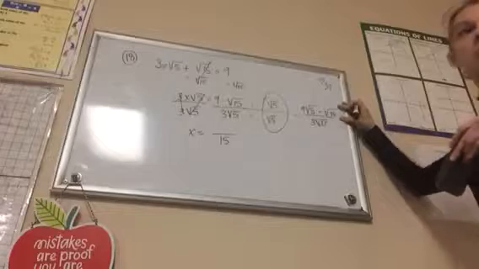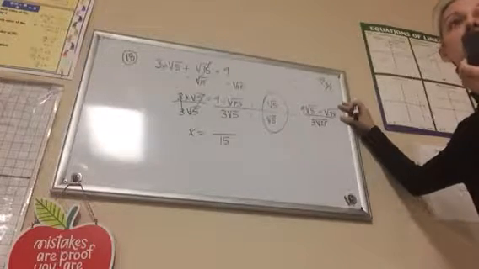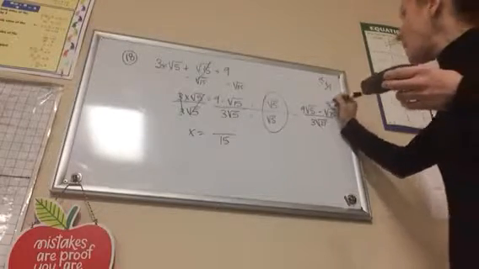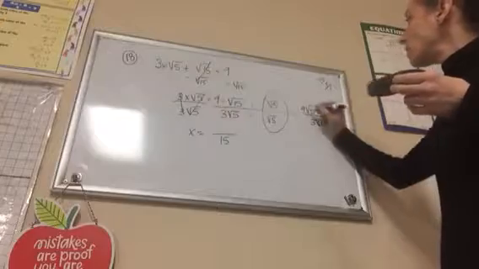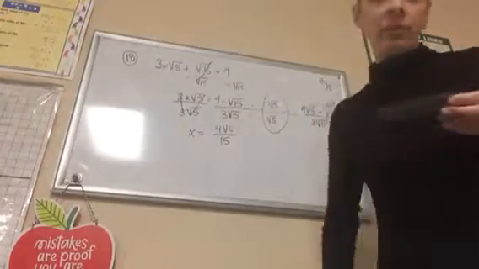What do I need to do to my square root of 75? Take it out of there. I need to break it down into 5 square root of 3. So I'm going to end up with 4 square root of 5 over 15.